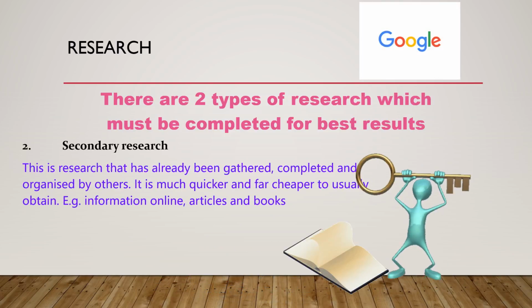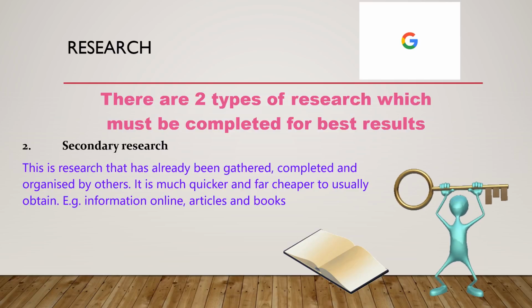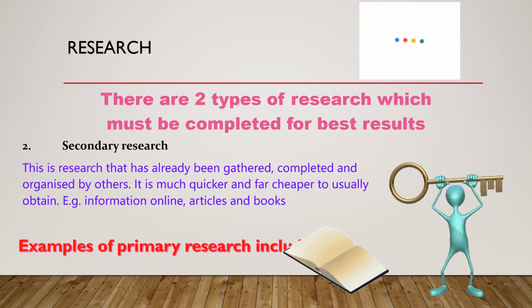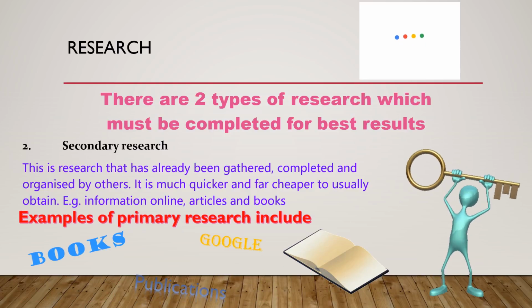Secondary research. This is research that has already been gathered, completed, and organised by others. It is much quicker and far cheaper to usually obtain. Example, online information, articles, and books. Examples of secondary research include books, Google, publications.